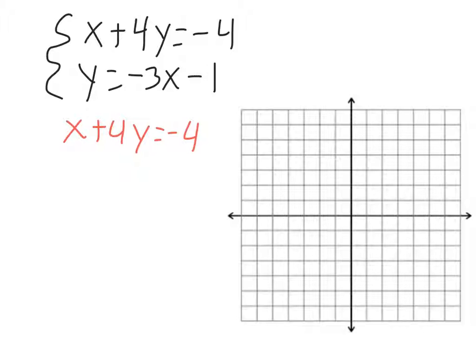So we want to first solve for y. So we want to get x over on the other side. So first we have to subtract x from both sides. So that'll give us x plus 4y minus x equals negative 4 minus x. And I don't have room for properties, but subtraction property of equality.